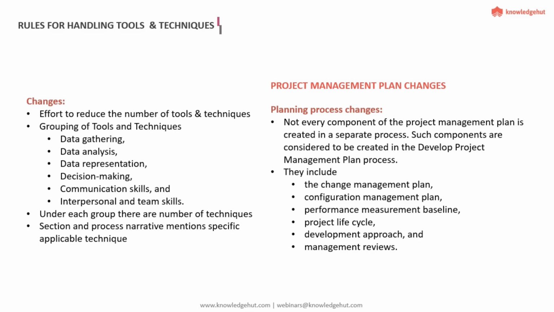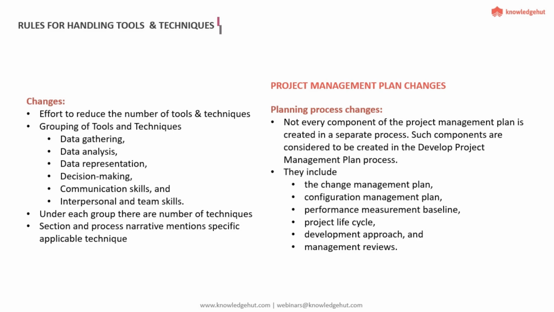So in the process definition, they are using the word data analysis, but then in the description section of PMBOK, they're saying, hey, in this case, we will need to do cost benefit analysis to understand this. In this case, maybe we need to do a trend analysis or a variance analysis. So I think the original tool and technique names are still there. I think they have not thrown them out.